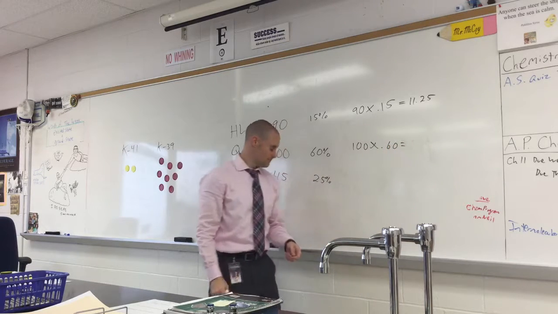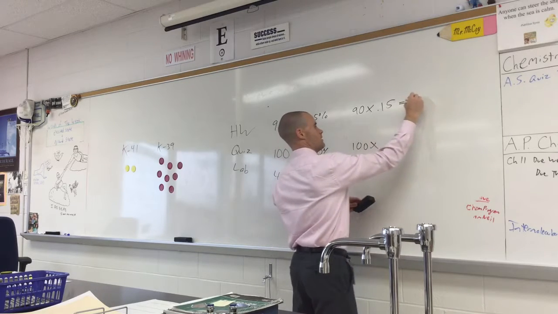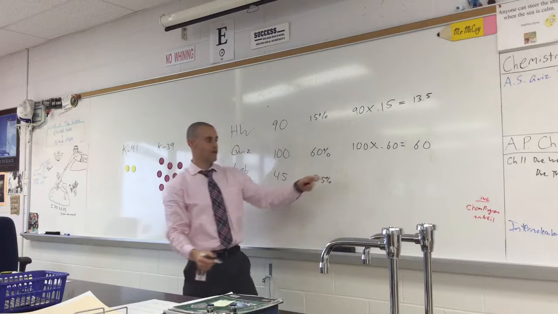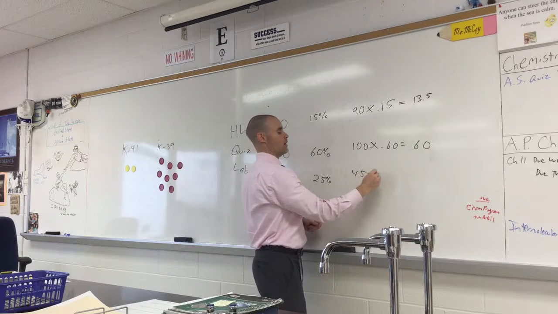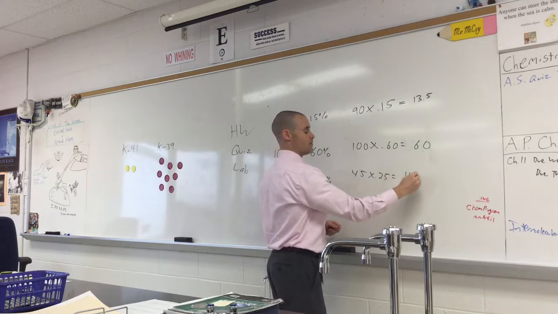Can you give him an answer? 60. 60. And then 45 times 0.25. That's 11.25?